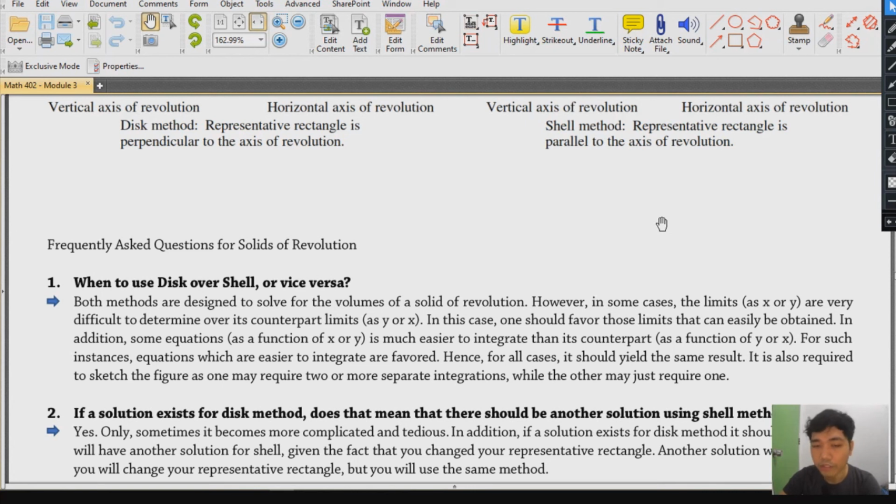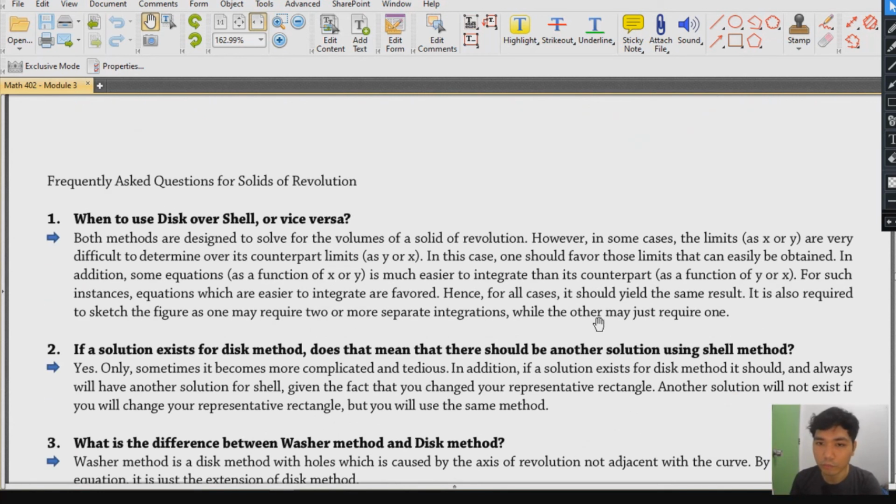Kasi do you know that there are times that you also have to compute two volumes just to determine yung final volume ng inyong figure. Kasi that's the same thing that goes for areas as well. So, it also applies for the volume. So, yun na siguro yung pinaka-important natin na factor.